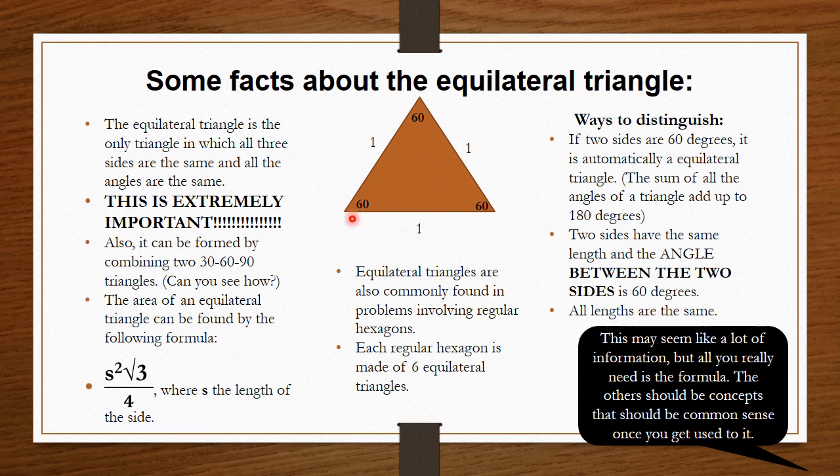Also, it is made of two 30, 60, 90 degree triangles, so you can prove this formula using that fact. Also, a regular hexagon is made out of 6 equilateral triangles, and it is commonly used. However, only the regular hexagon is made out of 6 equilateral triangles, so an octagon is not made out of equilateral triangles.